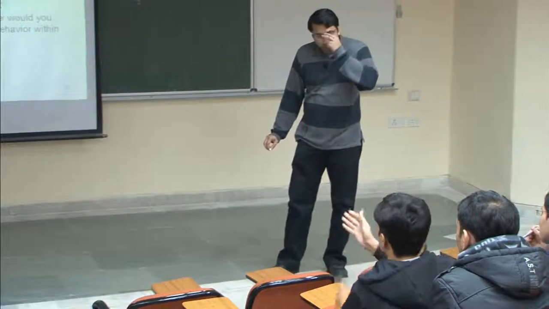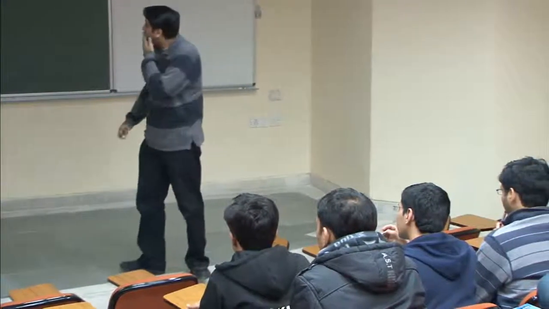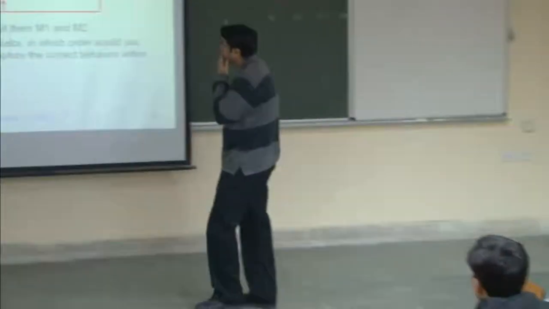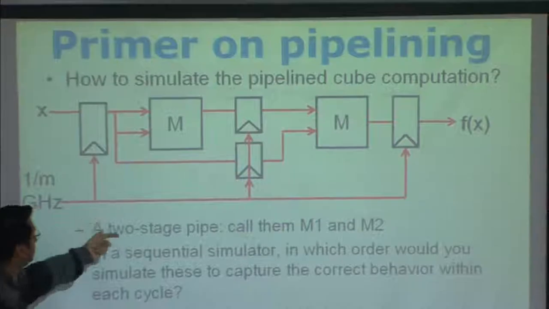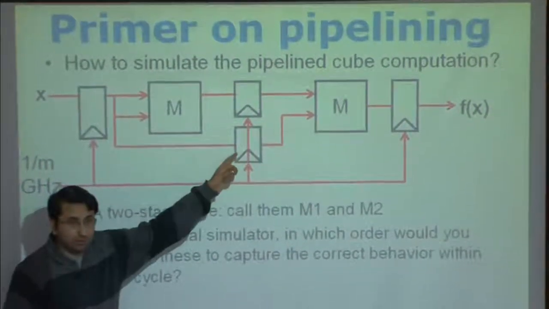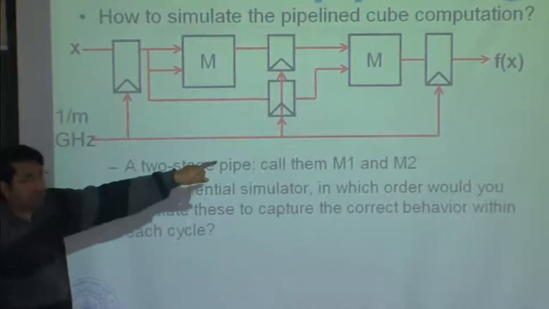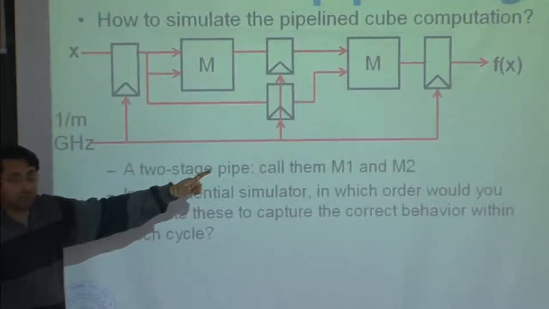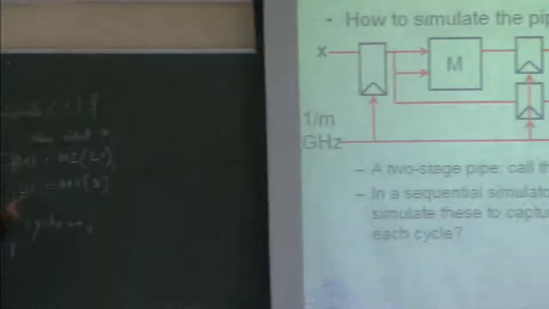What's the problem if M1 is picking the actual values from the latch? M2 is picking the actual values from the latch. Well, then you take an input X. You mean, what if I do M1 and then M2? Yeah. Yeah, so in that case, you'll be picking up X and producing FX in one cycle. That's the problem. Because this L1 here is just a variable, nothing else, right?